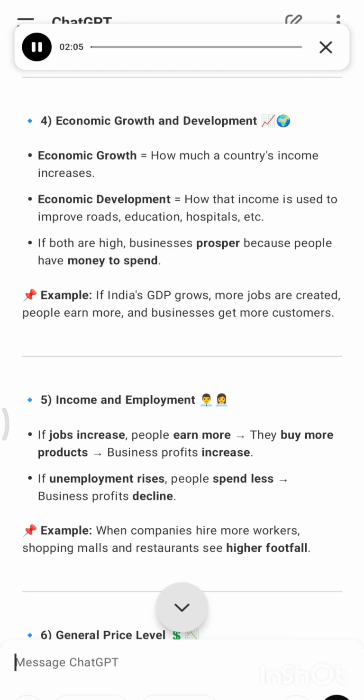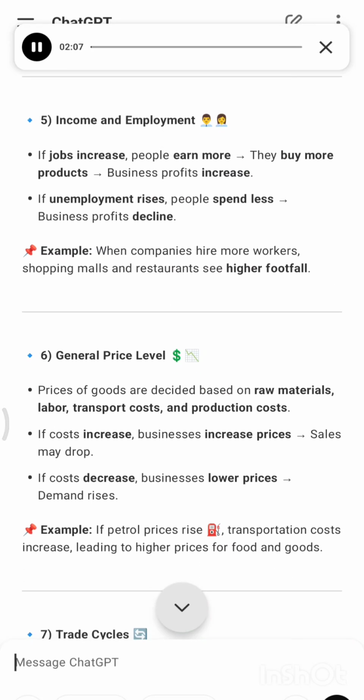5. Income and employment. If jobs increase, people earn more, they buy more products, business profits increase. If unemployment rises, people spend less, business profits decline. Example, when companies hire more workers, shopping malls and restaurants see higher footfall.